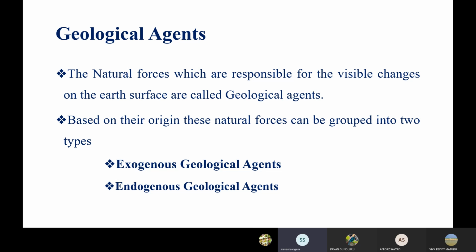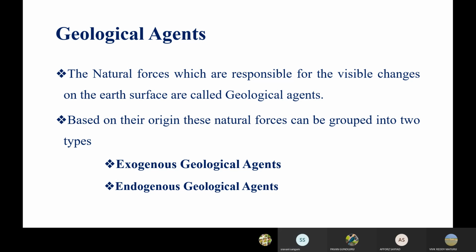So next one, based on their origin, these natural forces can be grouped into two types. Here, origin means from the starting, from a point. So based on origin, these natural forces are of two types. First one is exogenous geological agents, and second one is endogenous geological agents. What is meant by geological agents: the natural forces responsible for visibly changing the earth surface, we call geological agents.